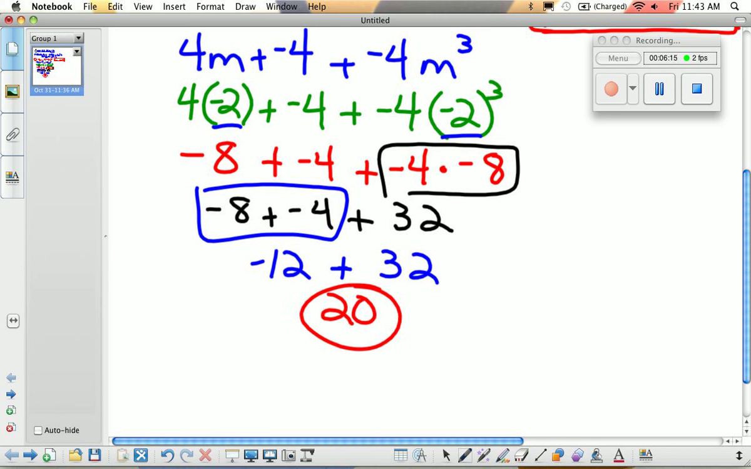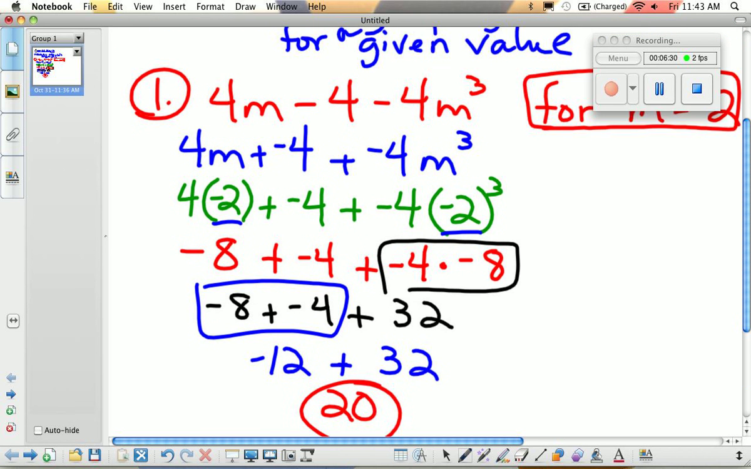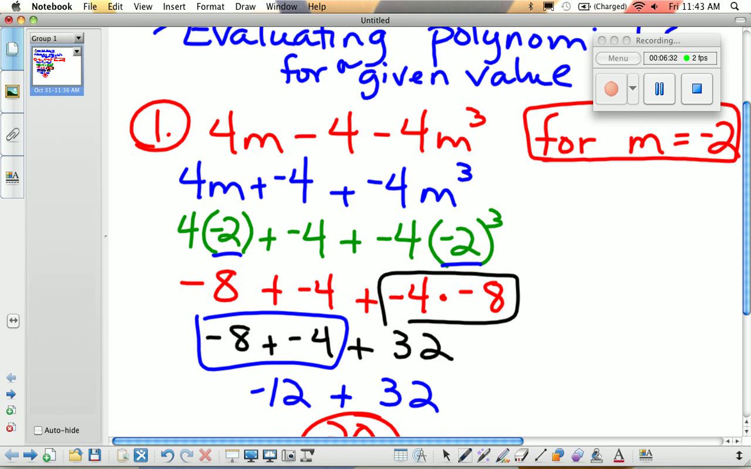So 20 is our final evaluation for that polynomial when m equals what? Negative 2. M could be other things, but when it's negative 2, it's 20. Now let's go back and quickly do this right here and see if we think we're going to get 20. Negative 4 times negative 2.